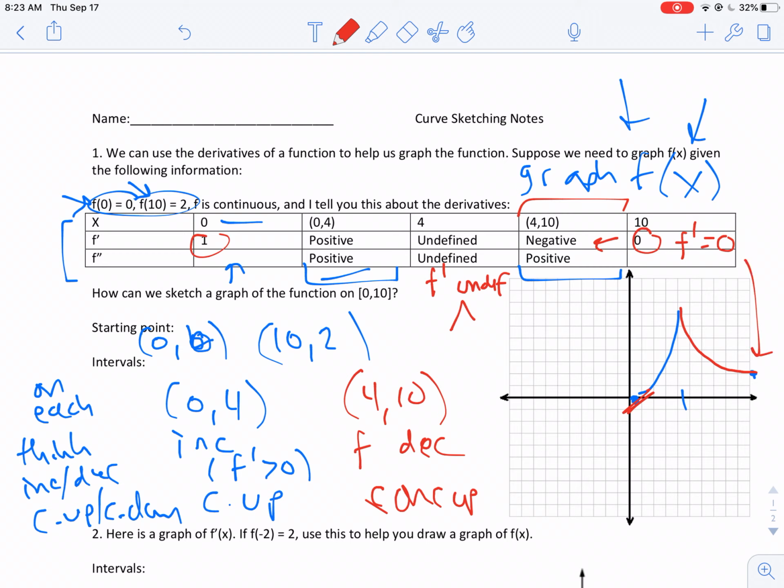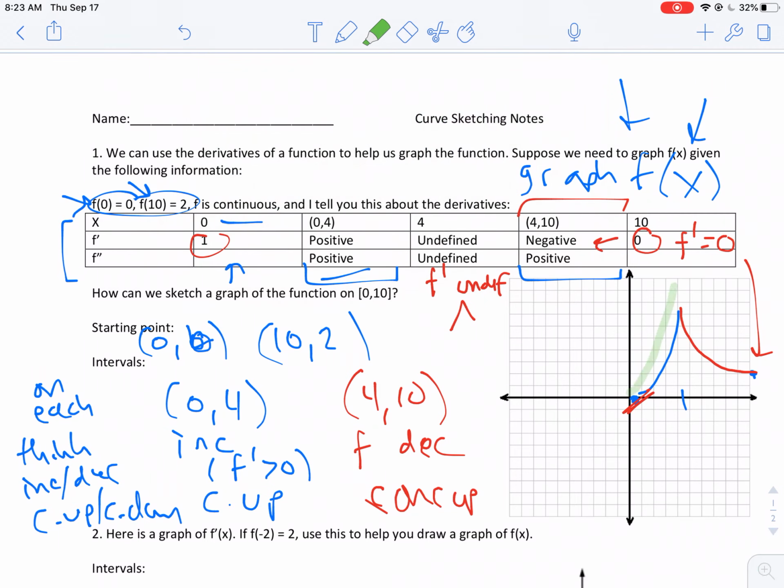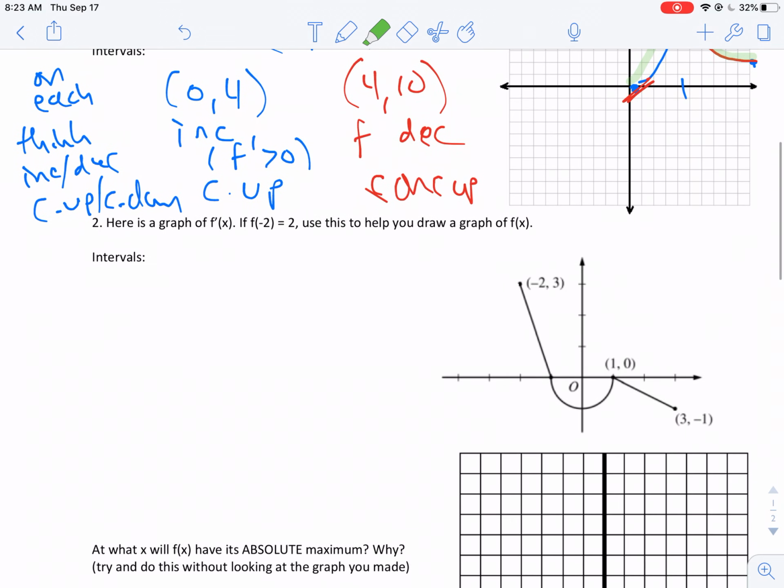So again, this is only one solution, and there are other ways. You could totally draw your graph so that it goes up further and then comes down before flattening out. There's not just one way to do it. So I just gave one example. As long as you have the increase and decrease and the concavity right, you're going to be in good shape on these problems. Okay, so now let's do the same thing, but on one of those f prime graphs.